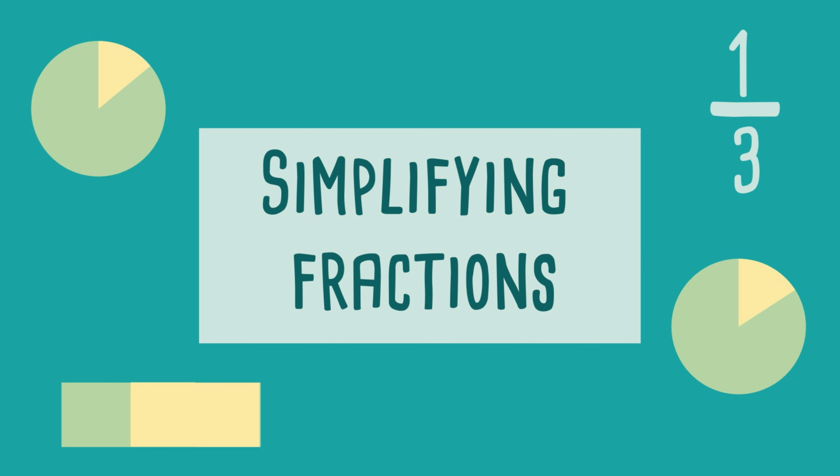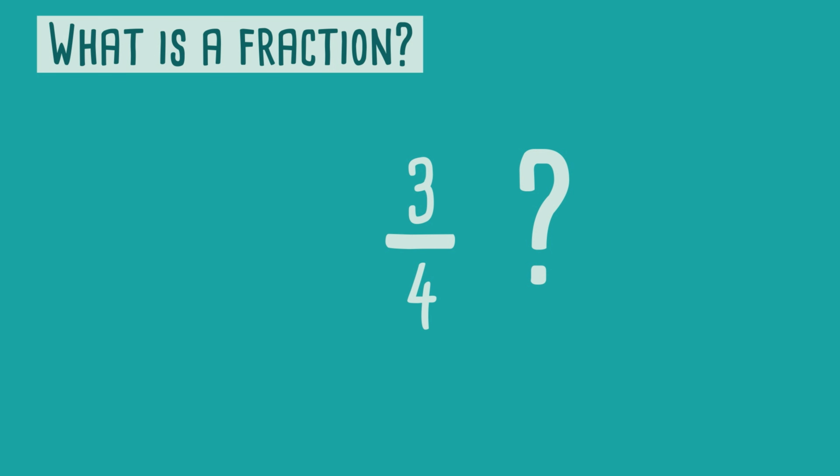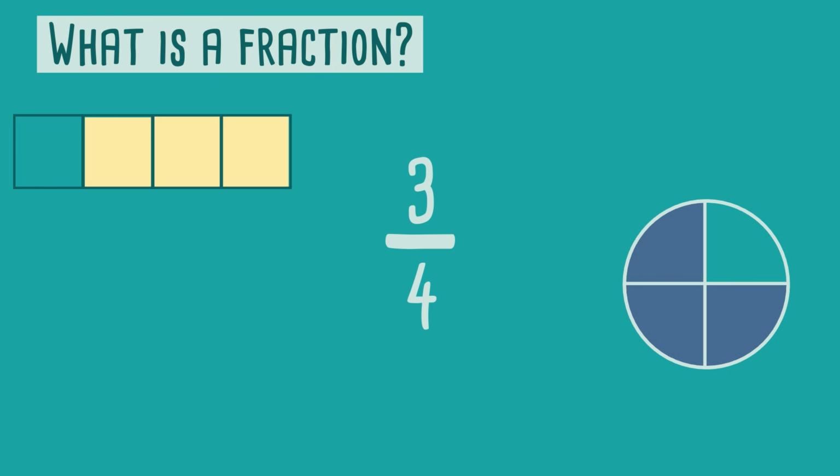So, what is a fraction? A fraction is just a way for us to show a part of a whole. We take something that is whole, such as a whole number, a whole circle, a whole pizza for example, and we divide it into equal parts. A fraction will describe how many of those parts we have.